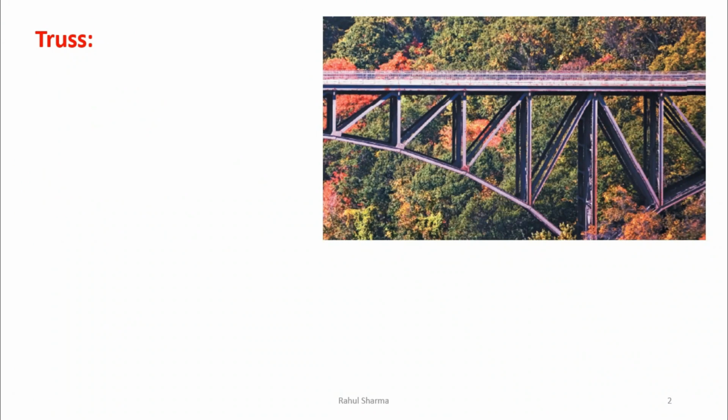Now the first question is, what actually is a truss? If you have seen these types of bridges, iron bridges or metallic bridges or these types of structures, these are technically known as trusses. Now what are the properties of a truss? These are usually stationary, meaning they stay in the same position and are not movable, but they have members as well as joints.